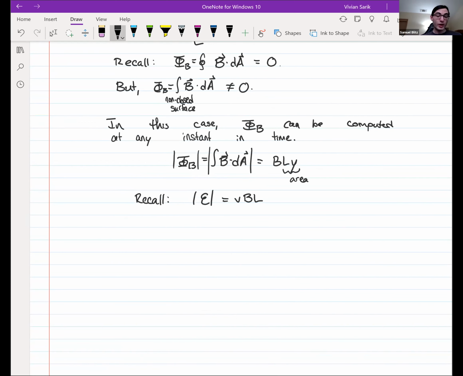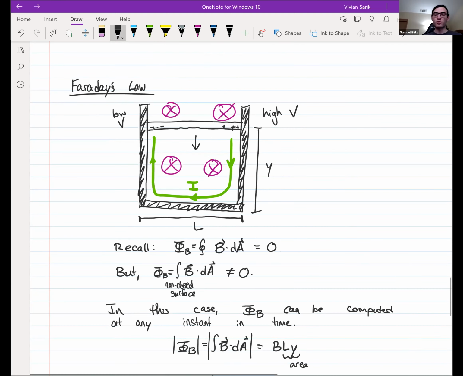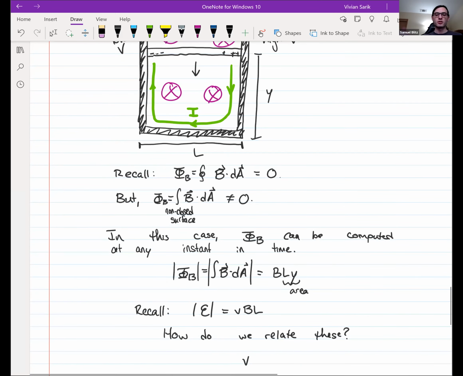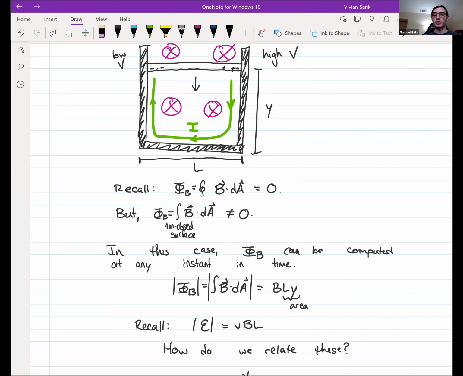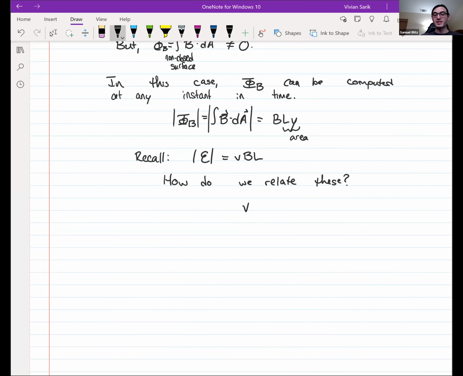Right. So the question is how do we relate these? First, note that the velocity of the bar downwards is related to the height of the circuit. If the velocity is going downwards, y is decreasing. And so the velocity is just the negative time derivative of the height. If you don't follow that immediately, go back and think about it. It's good to have that geometric intuition.